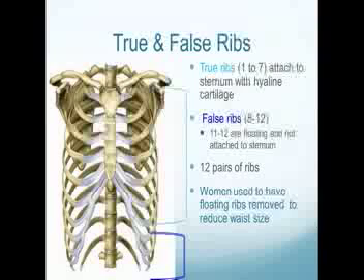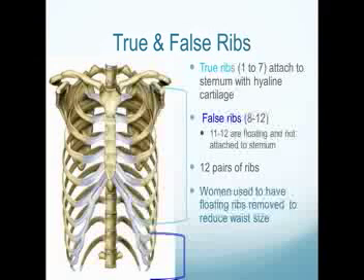We have a series of ribs. As I stated before, we have 24 ribs, or 12 pairs. And these are referred to as the true and false ribs. The true ribs are pairs 1 through 7. And they attach to the sternum directly with hyaline cartilage. Your false ribs are pairs 8 through 12.